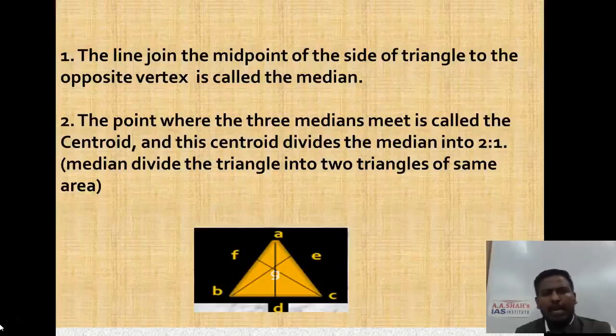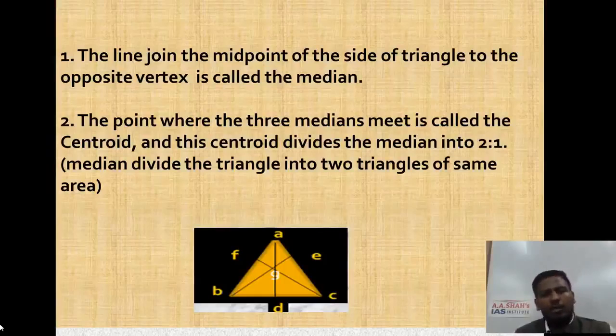Like you can see, ABD, the first triangle formed by the median AD, and the second triangle ADC. These two triangles are equal in area. So it's an important property. The median property is the most important property of a triangle, as most of the direct formulas are being asked regarding the median properties. Now, after median, we move towards the centroid.